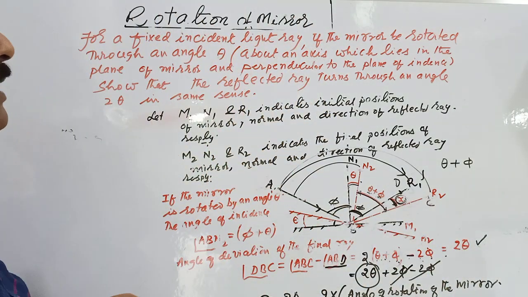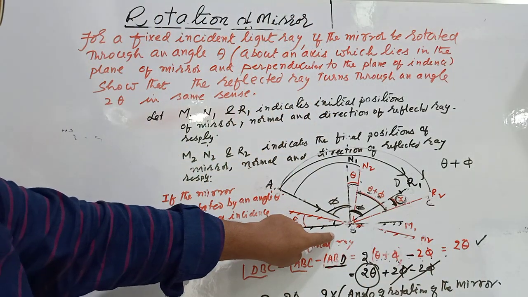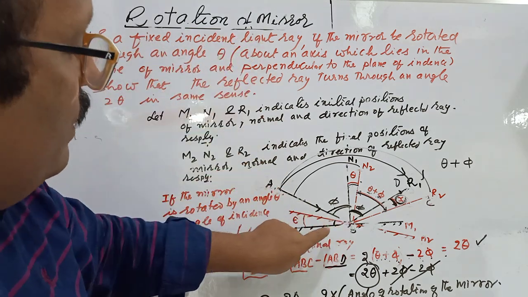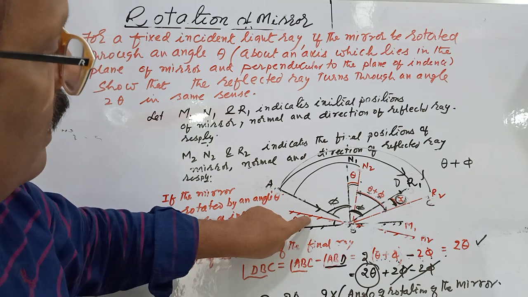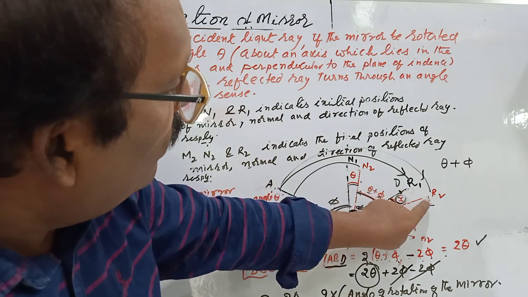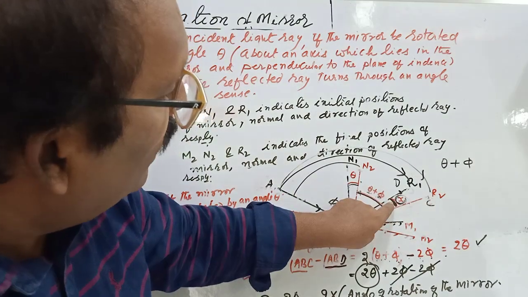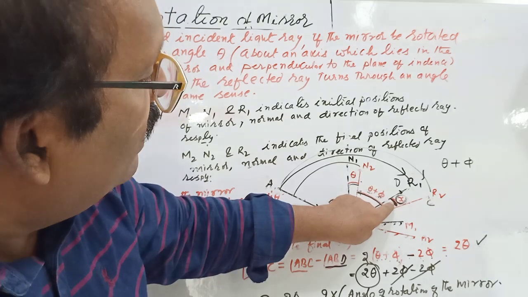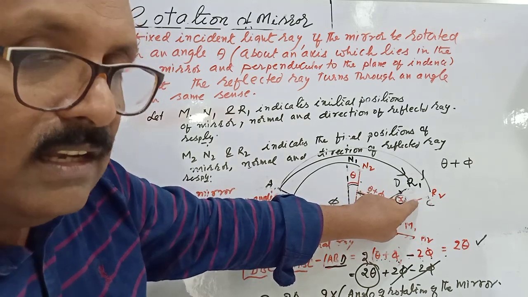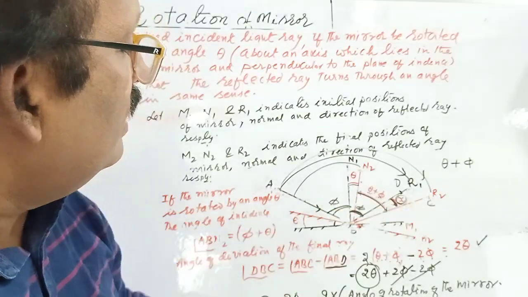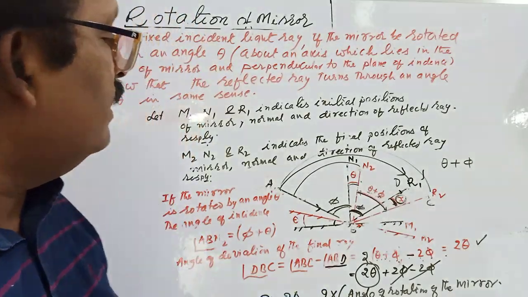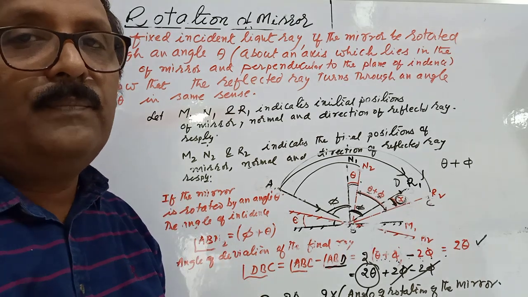Children, please understand carefully. This is a diagram you have to take properly and understand it. For a fixed incident light ray, the mirror is rotated by an angle theta. As the mirror is rotated by an angle theta, the reflected ray direction changes from R1 to R2. Through what angle is the reflected ray rotated? This is our question. The reflected ray gets rotated by an angle of 2 times the angle of rotation of the mirror. So I think you understood it. Take it carefully.